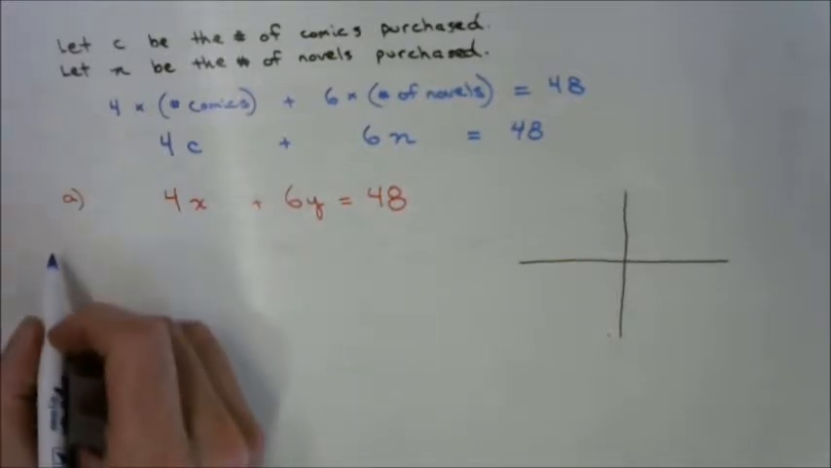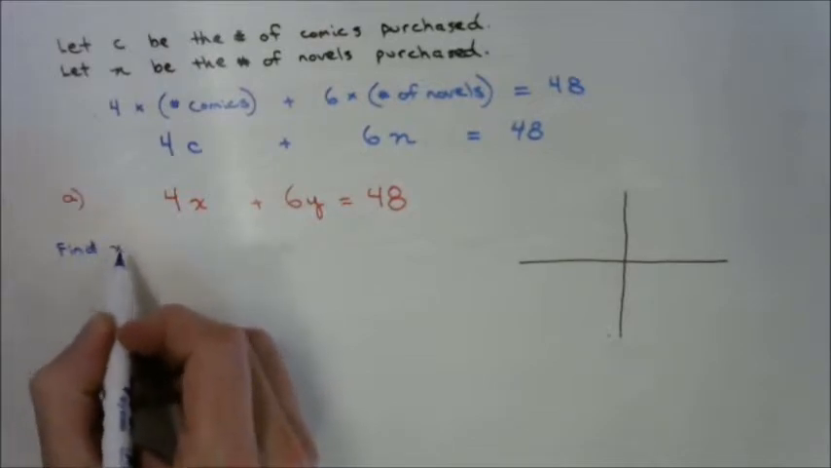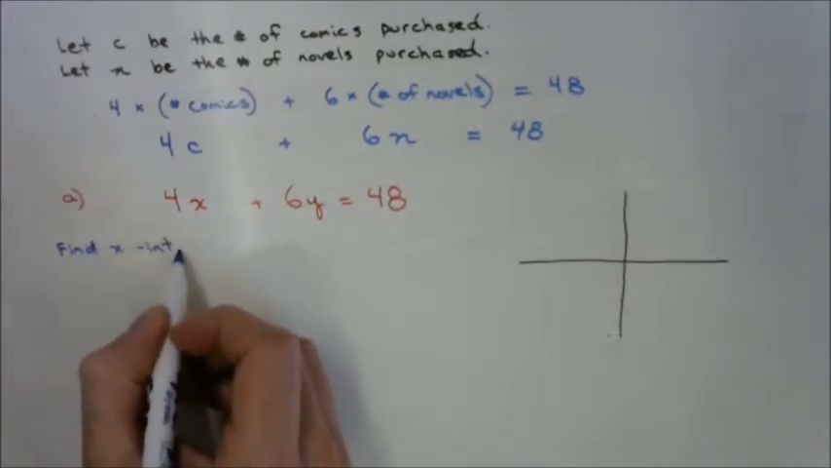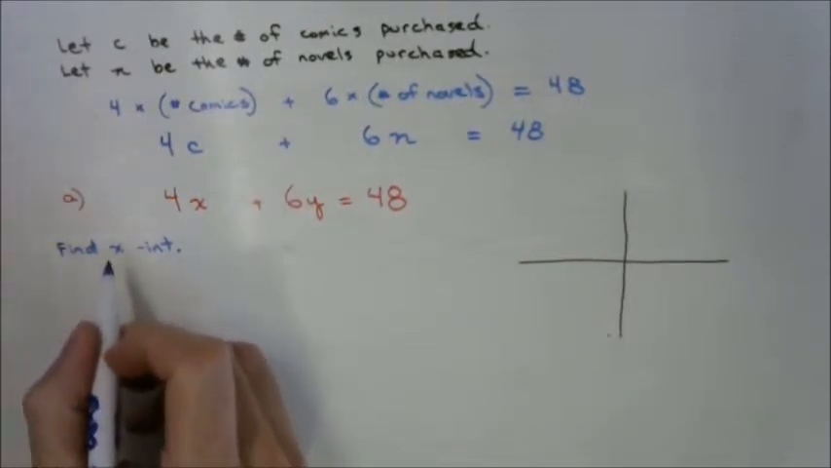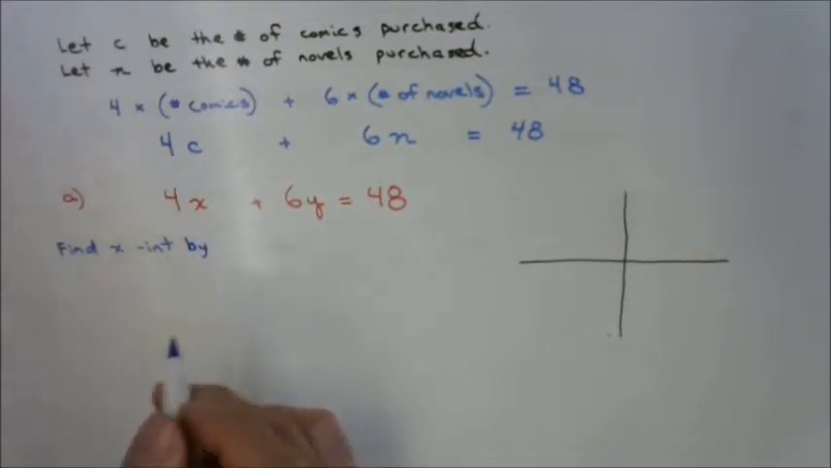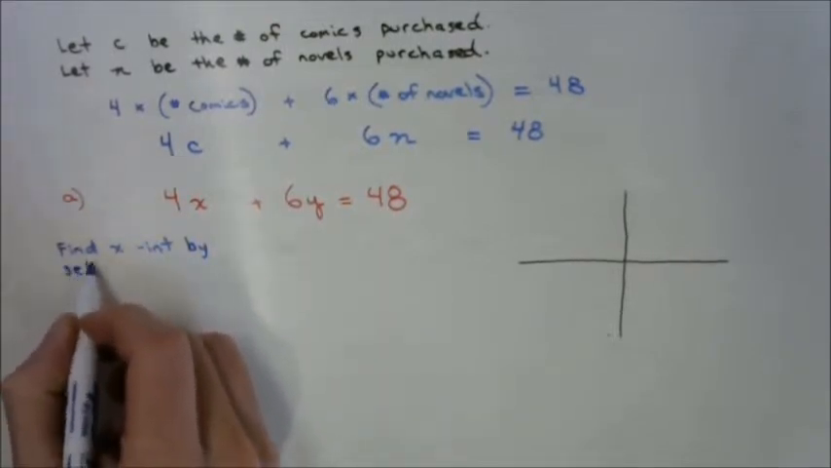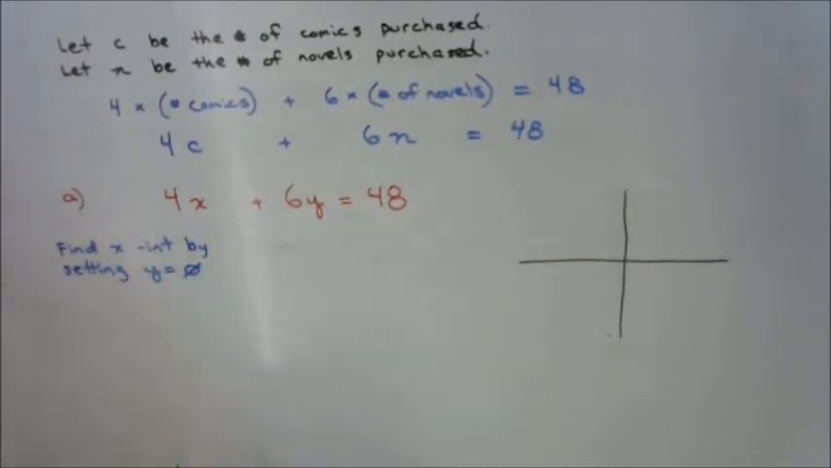Two columns are going to happen. So first we find the X intercept. And where do we find the X intercept? What's Y doing at that point? Y will be 0, okay? So find the X intercept by setting Y equals 0.